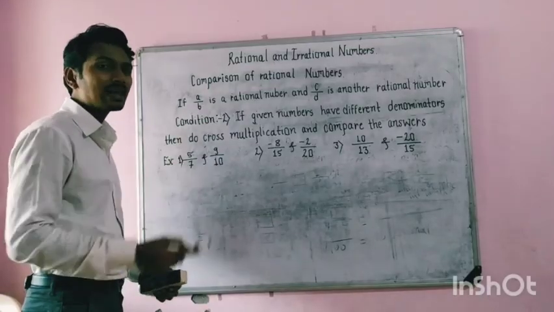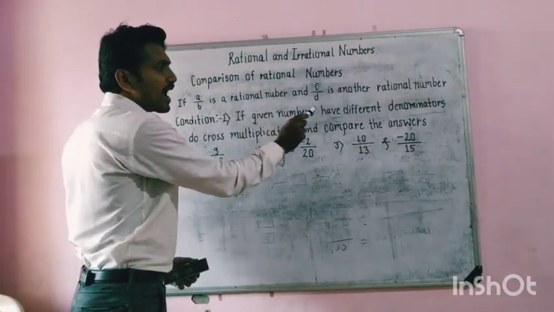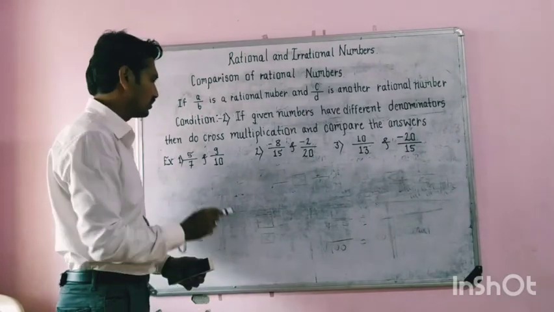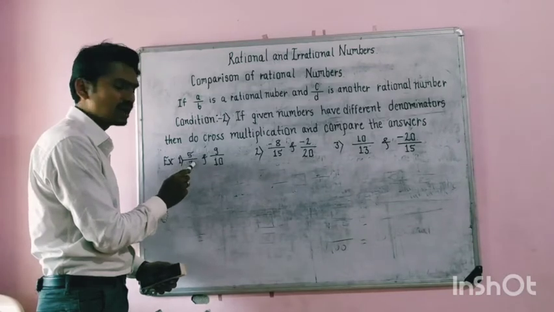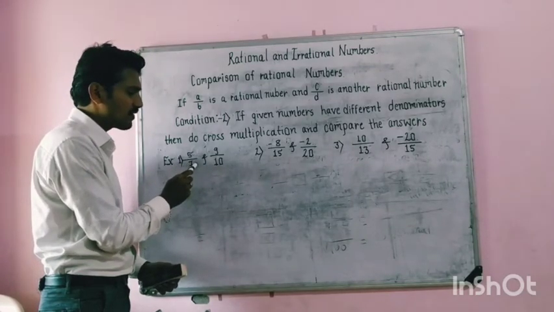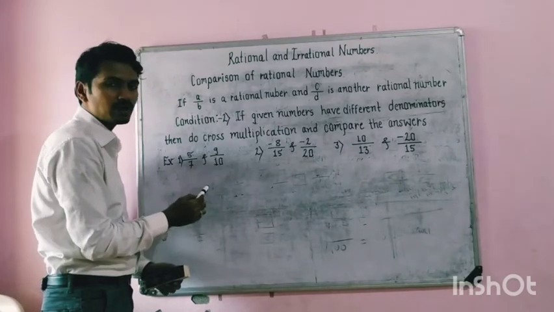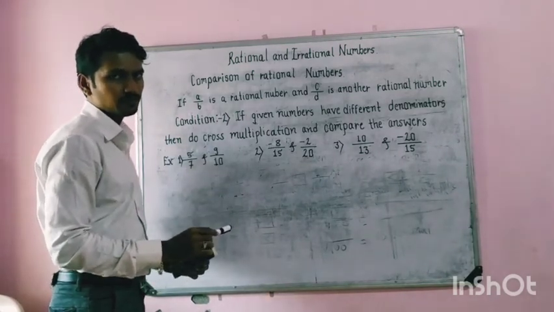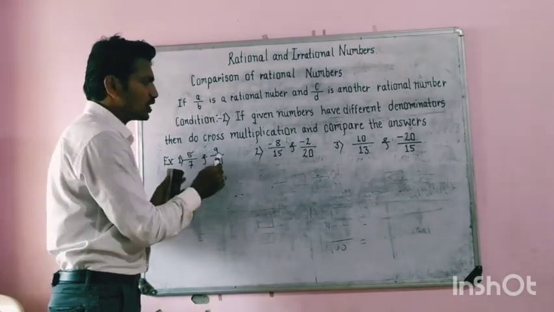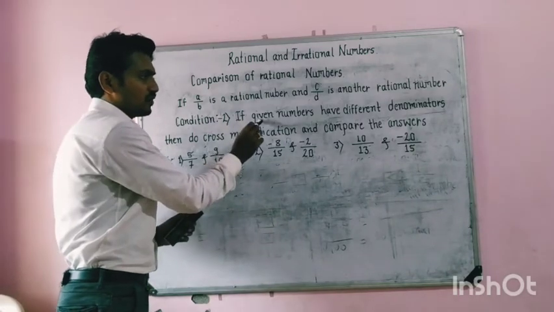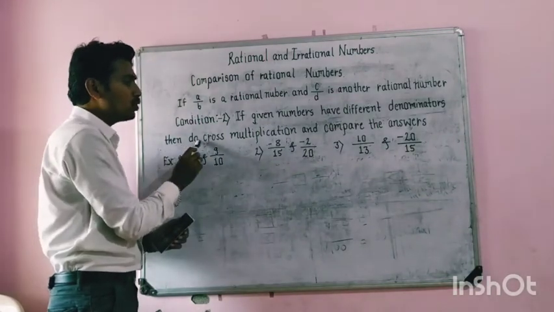So the next condition is that if the given numbers have different denominators, like this. In the first example, we have taken two rational numbers, 5 by 7 and 9 by 10. Here the denominators of these two numbers are different from each other. In this condition, how should we compare these two numbers? If the given numbers have different denominators, then do cross multiplication.